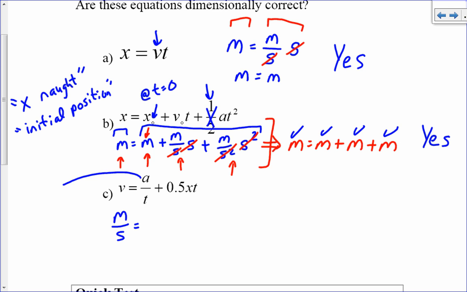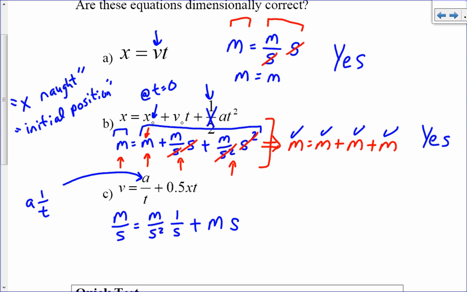Folks, here, I'm going to write this a little bit differently. I think it'll help you a little bit. I'm going to write it as A times 1 over T. And that's the same expression. So I have A, which is meters per second squared. And then I have 1 over T, which is 1 over seconds. Plus, remember that 0.5, there are no units on that, so I'm just going to leave it off. X is a measurement of length, so that's m, and then t is seconds.